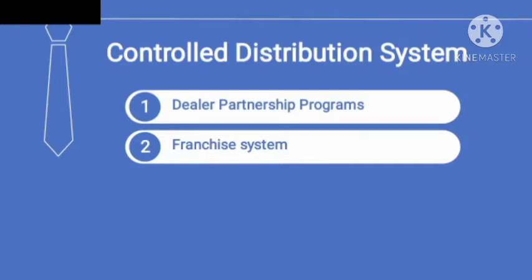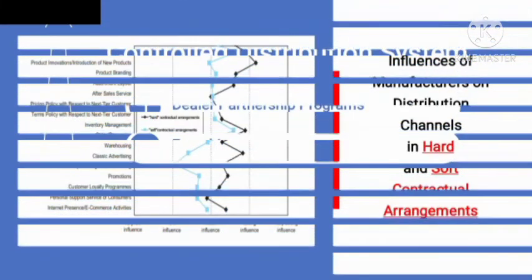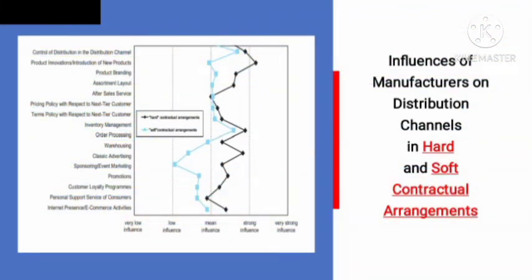These two can be called, in simple words, the soft contractual arrangement, which is the dealer partnership programs, and the hard one, which is the franchise system. So today, I will show you some influence of manufacturers on the distribution channel in hard and soft contractual arrangements. As you can see, the hard contractual arrangement is superior to the soft contractual arrangement because in our time today, franchising is more commonly used than the other one.